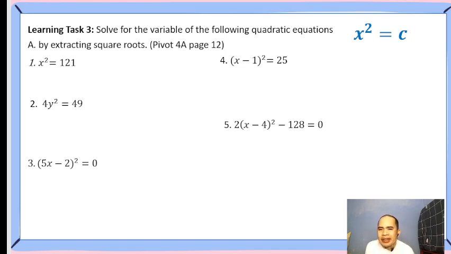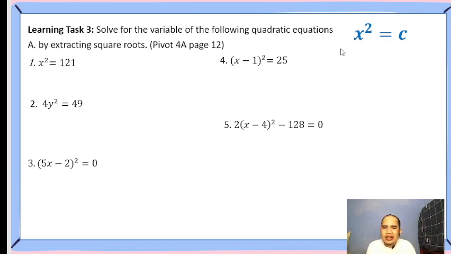So, remember natin, in solving quadratic equations by extracting the square root, kailangan ang form naman ng ating equation is dapat x squared equals c. Okay, so dapat ganito ang tandaan natin always, x squared equals c. So, kapag ang equation natin ay hindi nakaganitong form, we need to manipulate the equation, gawin natin ganitong form, x squared equals c.